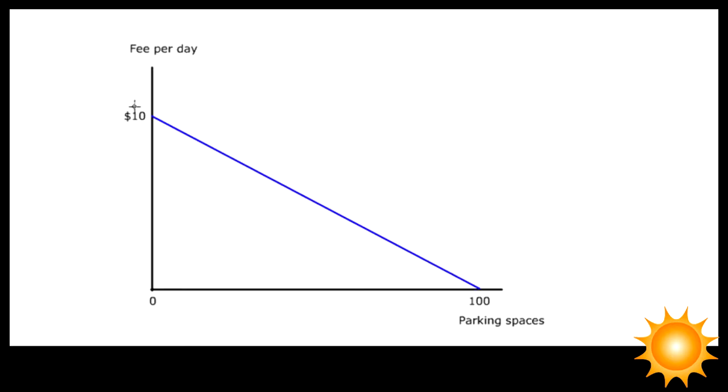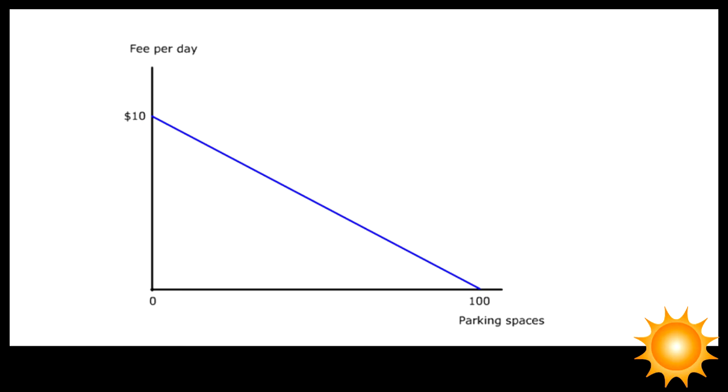The driver with the most urgent need is prepared to pay $10 a day. The driver with the least urgent need will park only if it's free. In between, drivers' demand is arranged by descending order of their needs.